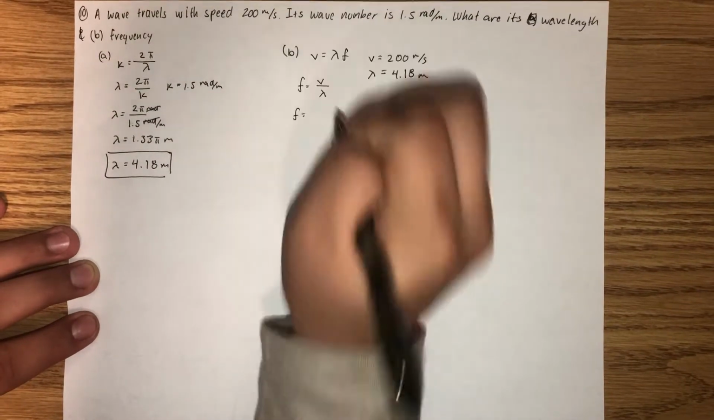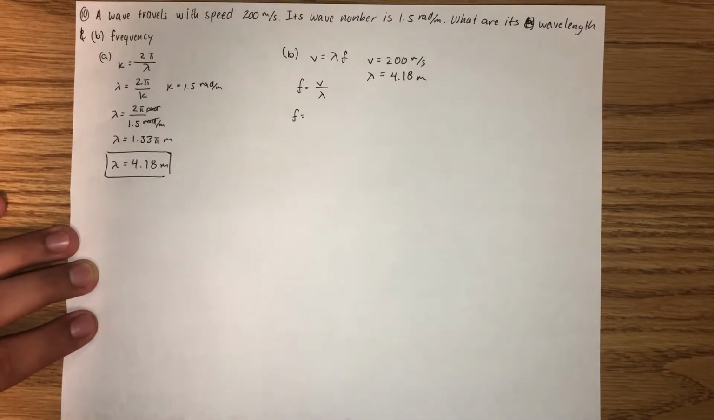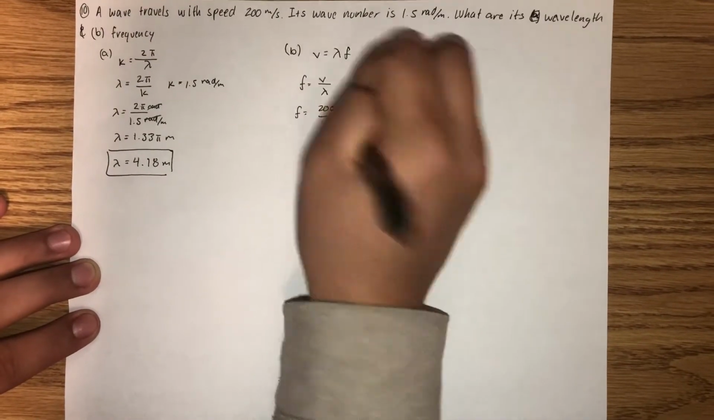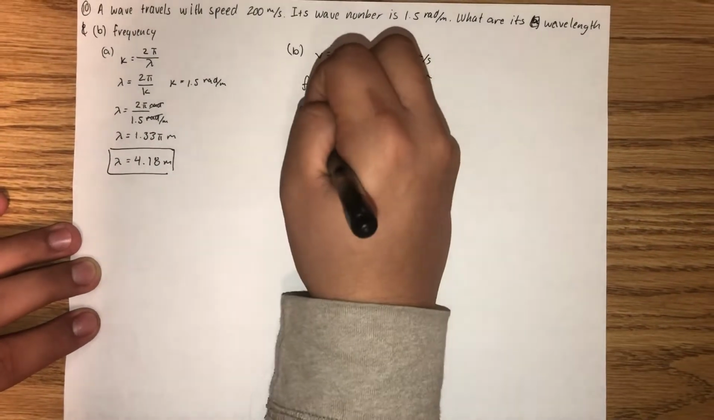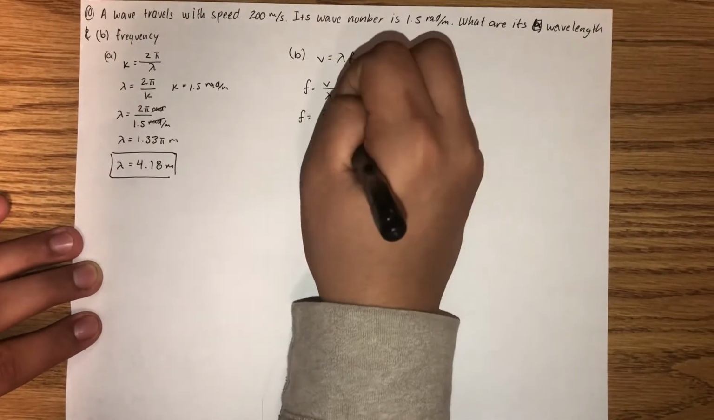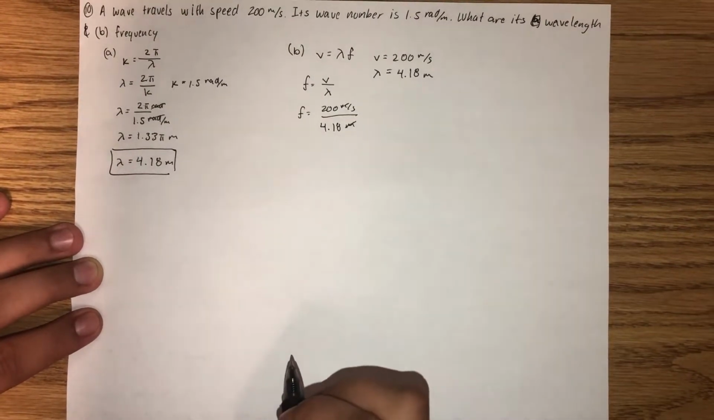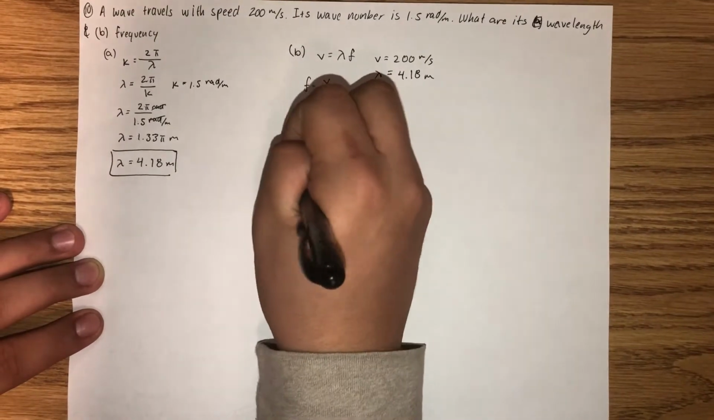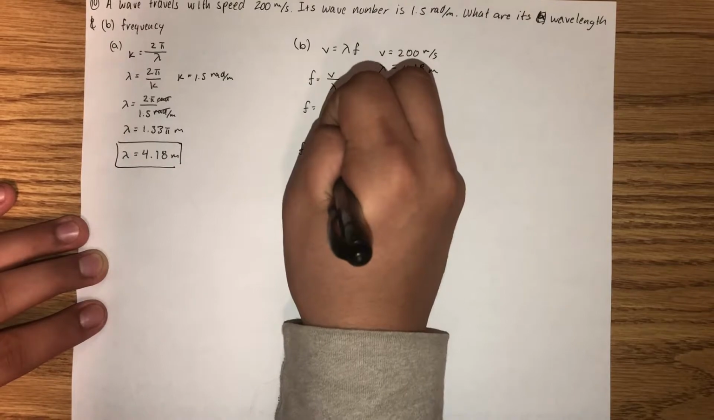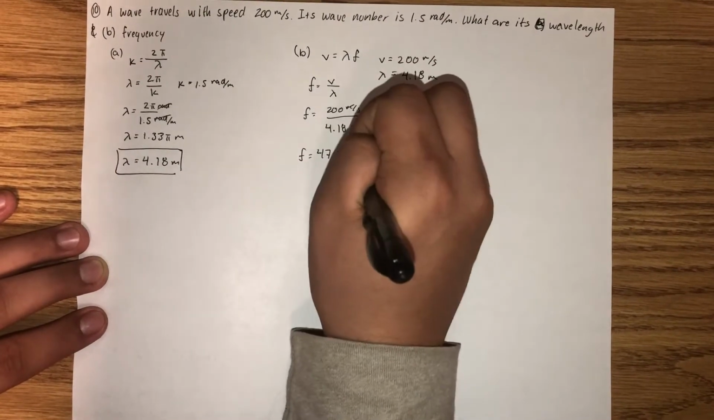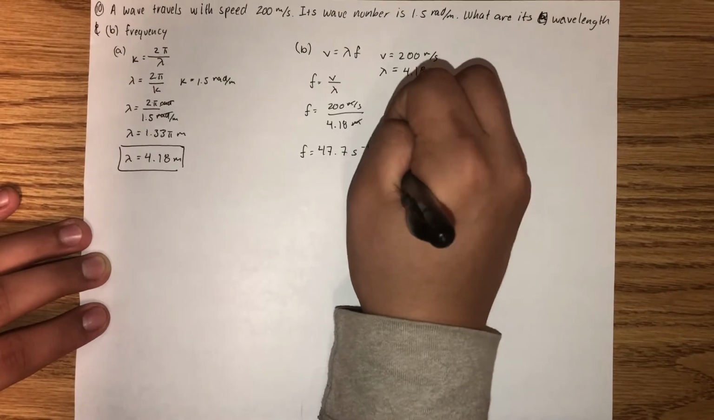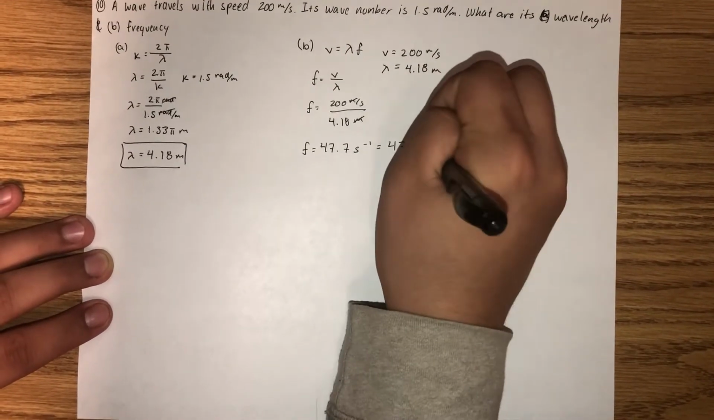And once we do that, we can plug in our values. So 200 meters per second divided by 4.18 meters. And our units cancel out. And our value, when we plug into our calculator, we'll get a value of about 47.7 seconds inverse, which can also be written as 47.7 hertz.